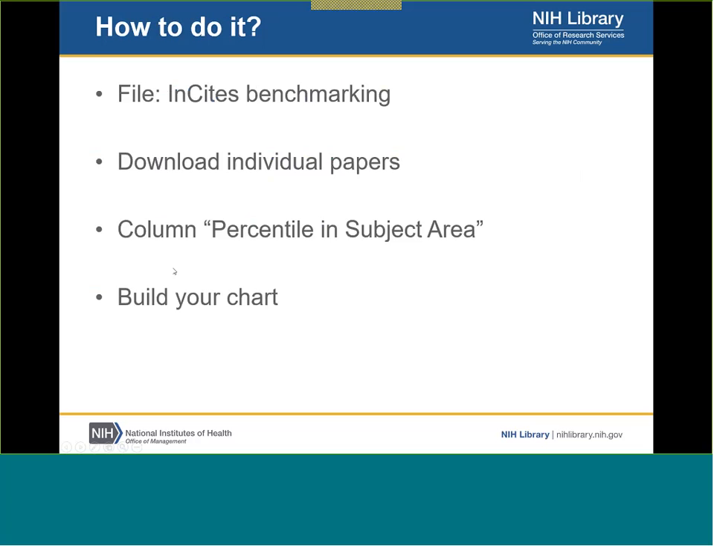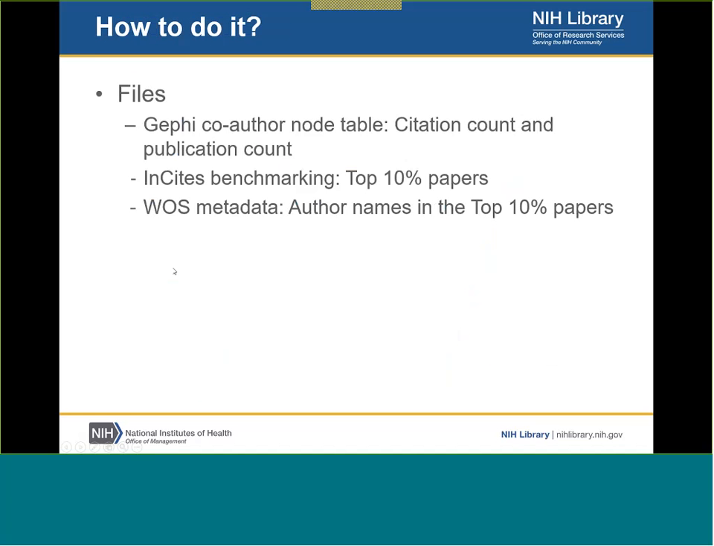So in a way, we'll have to merge or match two different metadata. We need to use the benchmarking file from Insights. We also have to use the Web of Science metadata file so that we can get the complete author names for the top 10% papers. And once we get these two files, we will have to match them.